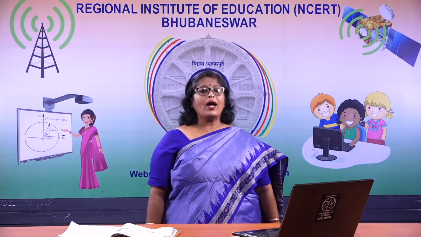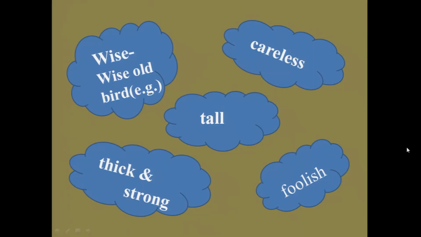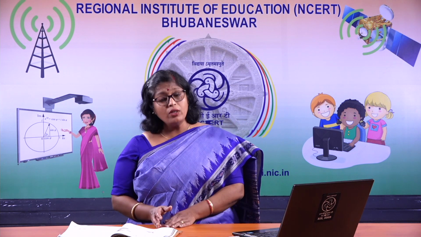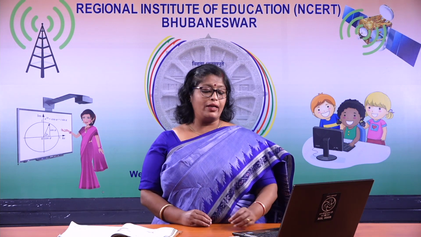Name them in the blanks provided, and this task is followed by one more task. We'll get back to it. First, let us see this. First one, wise. Wise is used for the wise old bird. Even old is also an adjective here. Now, careless, you guess, was used for whom? Tall was used for whom? Thick and strong, for what? Foolish. So these are some of the adjectives given for describing someone or something. You have to read the story once again, locate these adjectives, and see for which noun, person or thing these words have been used. I think you can do it easily.